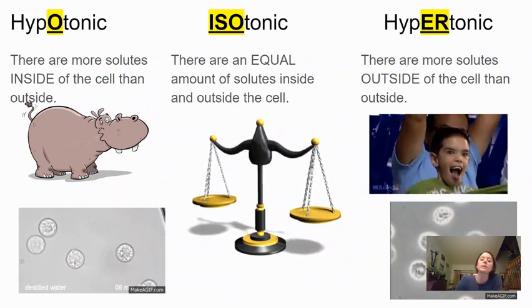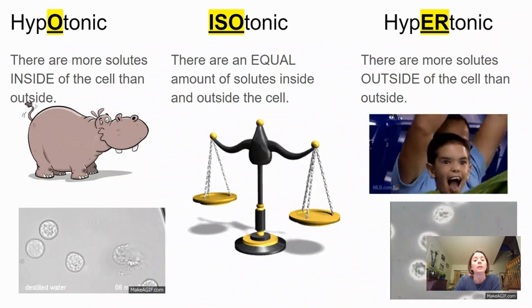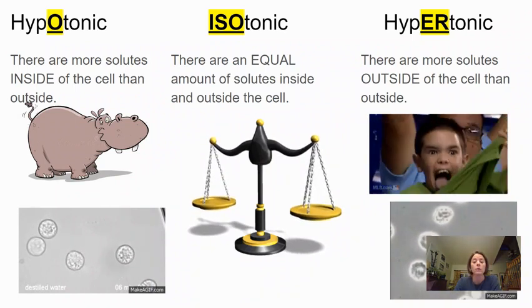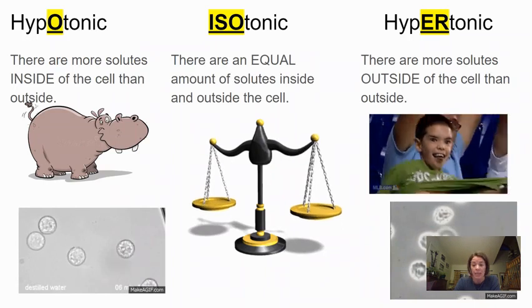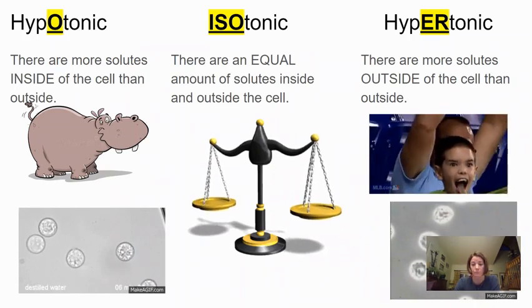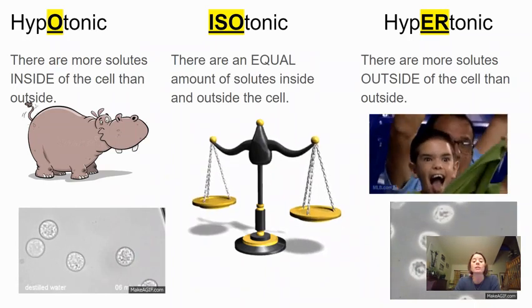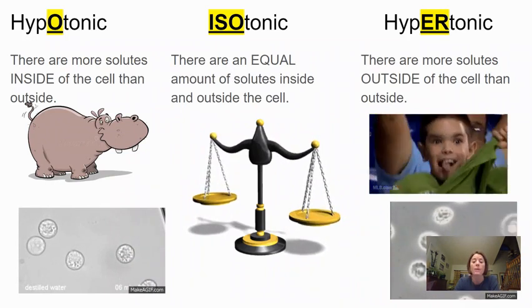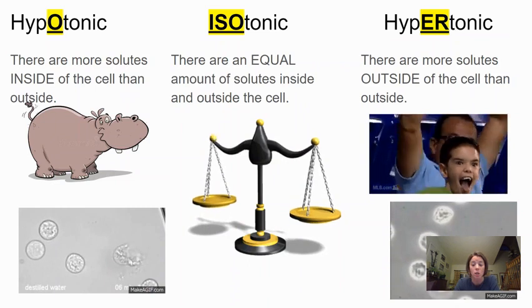Flip to the other side of this slide and look at the hyper kid or the hypertonic scenario. You'll notice that kid is going bananas. He is just super excited about something. And these cells that are down below are also doing the same thing. They are super excited. They're going bananas. You can see they're moving really fast across the cell.